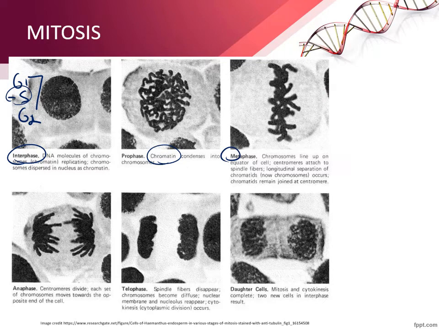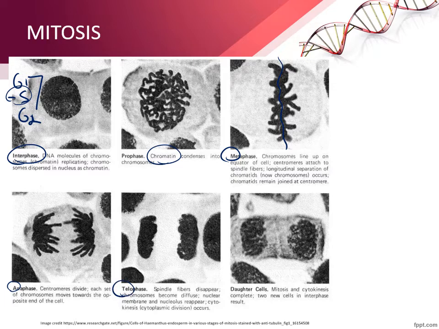Metaphase, in the middle, we're going to line up those chromosomes at the equatorial plate. Anaphase, spindle fibers are going to rip those chromosomes apart at the centromeres and pull them to opposite poles of the cell.